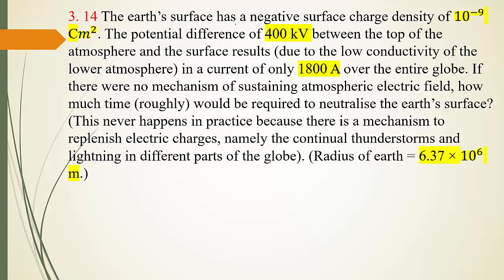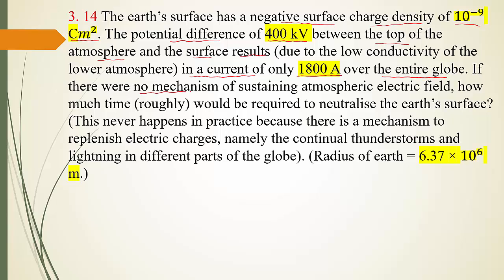The Earth's surface has a negative surface charge density of 10 raised to minus 9 coulomb per meter square. That is the surface charge density on the Earth's surface. Then the potential difference of 400 kilovolt between the top of the atmosphere and the surface results in a current of only 1800 ampere due to low conductivity of the lower atmosphere. So we have the current 1800 ampere. This is over the entire globe.